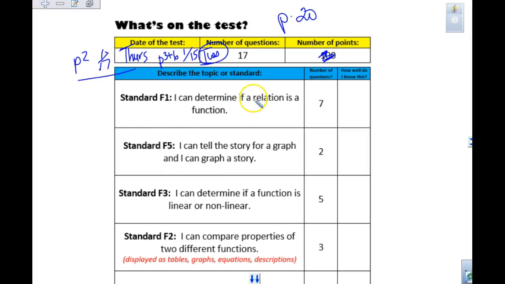We need to be able to determine if a relation is a function. There's going to be 7 questions. Of those 7 questions, there'll be 15 points. So I can determine if it is a function.